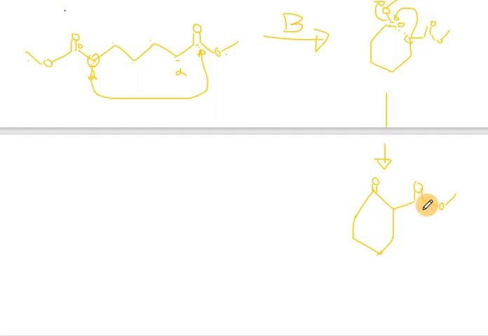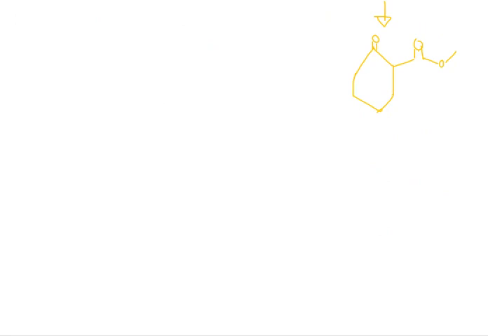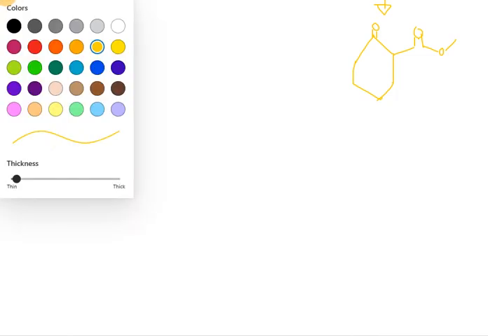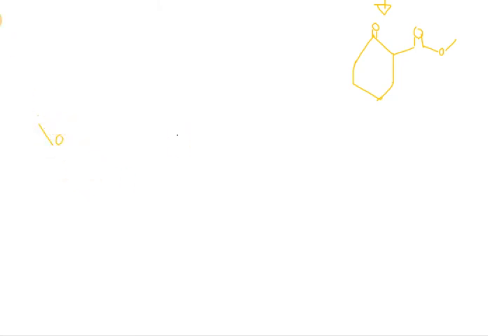A Dieckmann product. Okay, so let's try another question, which I would like you to pause the video and try, then compare your answer. So let's assume we have this structure. Let me change the color. Let me use this one. So we are going to have this compound. This is an ester.